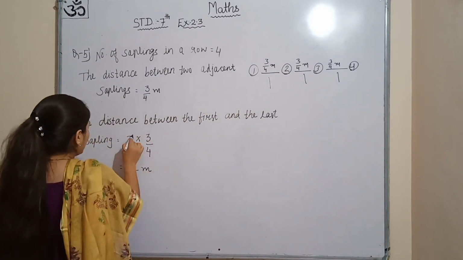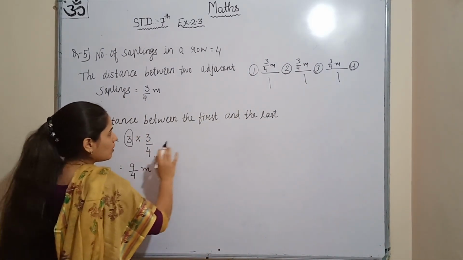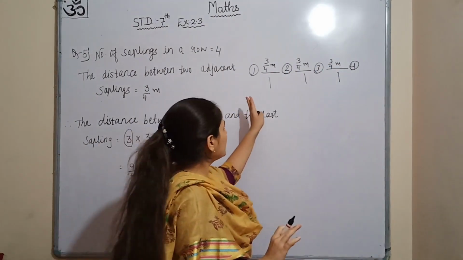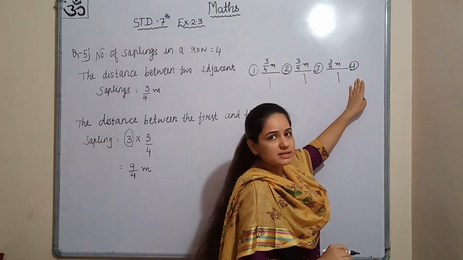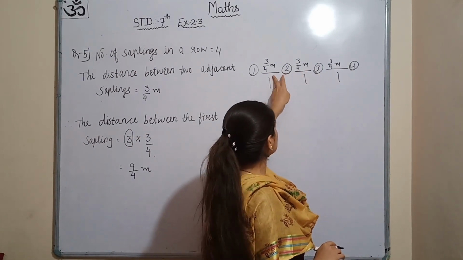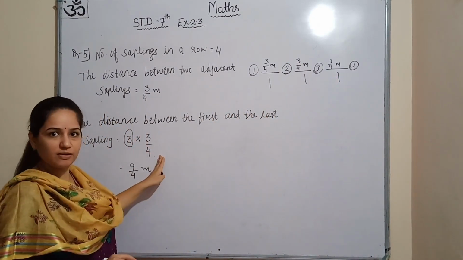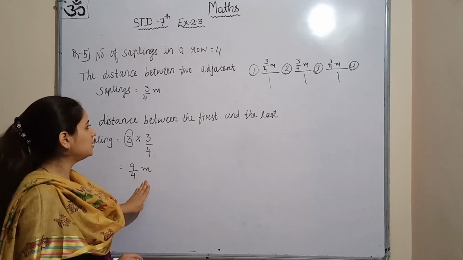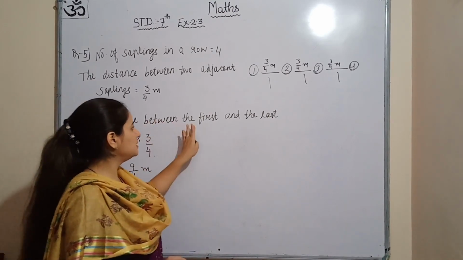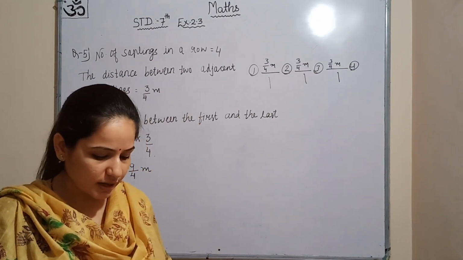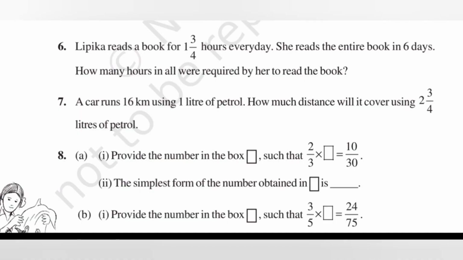Why have we multiplied 3 here with 3 upon 4? Because the adjacent distance is created 3 times. If we are planting 4 saplings in a row, the adjacent distance occurs 3 times. So we have multiplied this 3 with 3 upon 4. And 9 upon 4 meters is the distance between the first and the last sapling, and this is the answer to number 5. Now question number 6 is: Lipika reads a book for 1 3/4 hours every day.